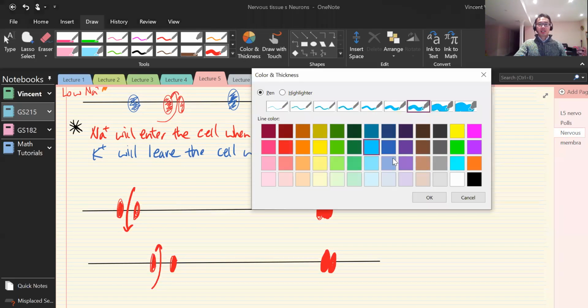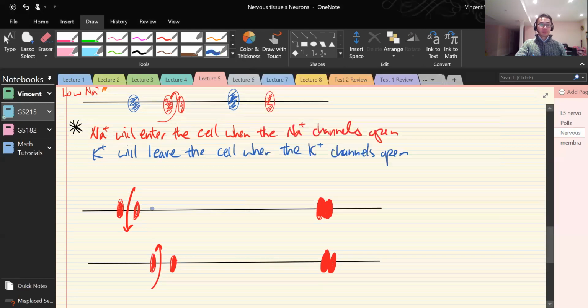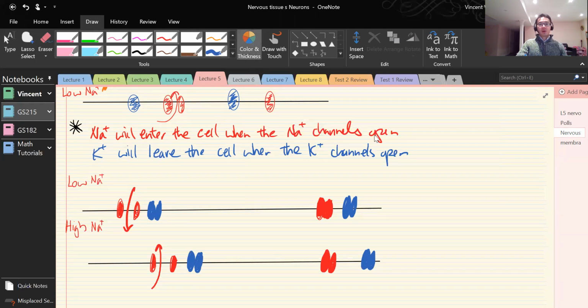What about the potassium channels? They're still closed, right? We haven't reached our 30 yet. So as the sodium is coming in, now the inside will have high sodium, yes? And the outside will have low sodium. What about potassium? What should I put for the concentration for potassium? Is potassium high or low relative to outside?